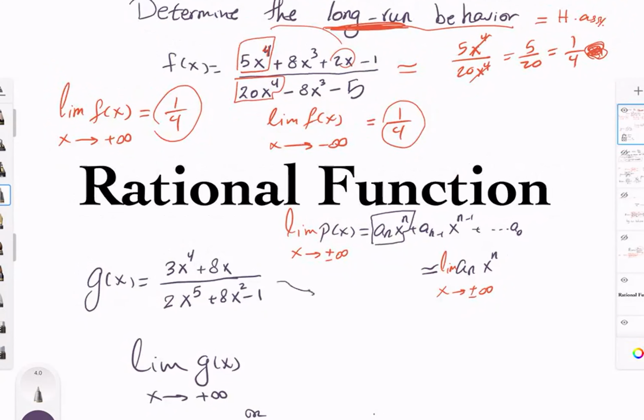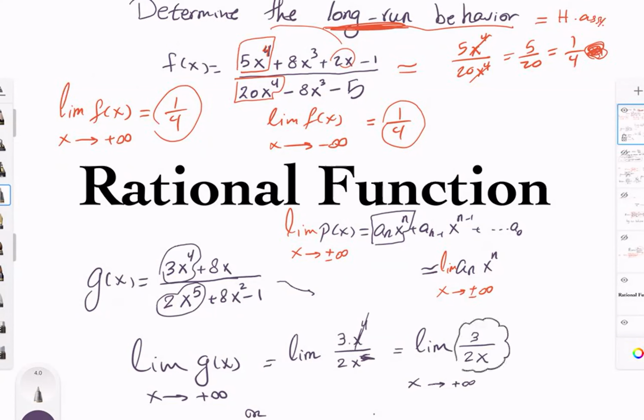We only look at the first term, 3x to power 4 over 2x to power of 5. So this is the same as the limit of 3x to power of 4 over 2x to power of 5. If you cancel, x to power 4 goes away, and you're going to have 3 over 2x, as x goes to plus infinity. What do you think the answer will be? If x goes to infinity, what's the answer for this one?